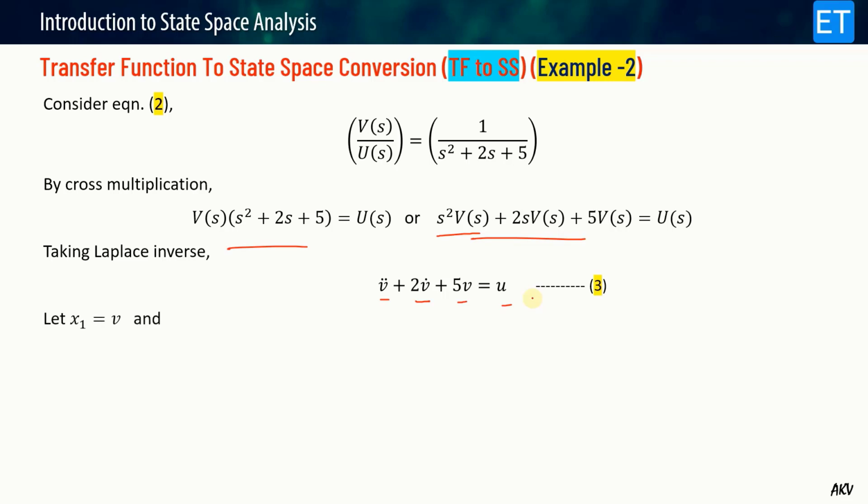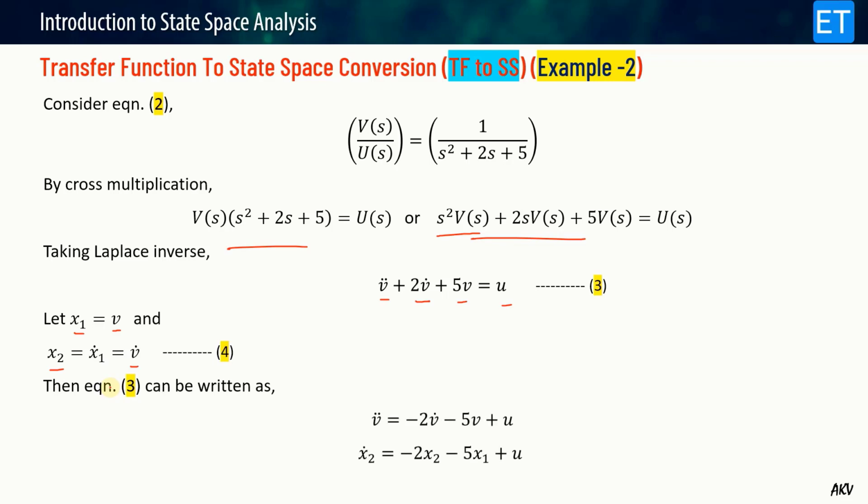So it's second order, so you have to select two state variables. So let's say the first one, x1, is v and x2 is v dot. So with the help of these two equations, I can convert equation 3 in terms of state variables only. So v double dot is simply x2 dot, and v dot equal to x2, and v equal to x1, and u is u. So this is equation 5, which is obtained from equation 3 in terms of state variables only.